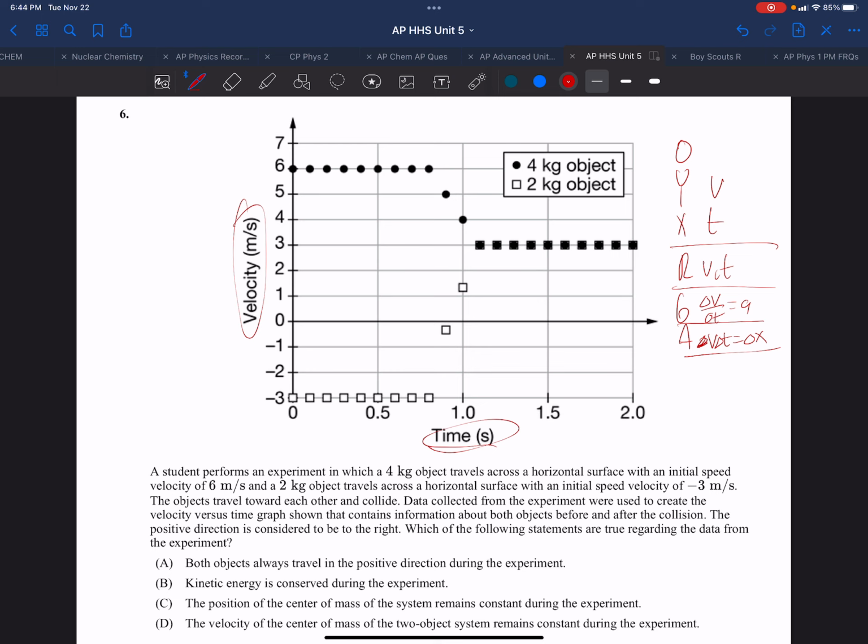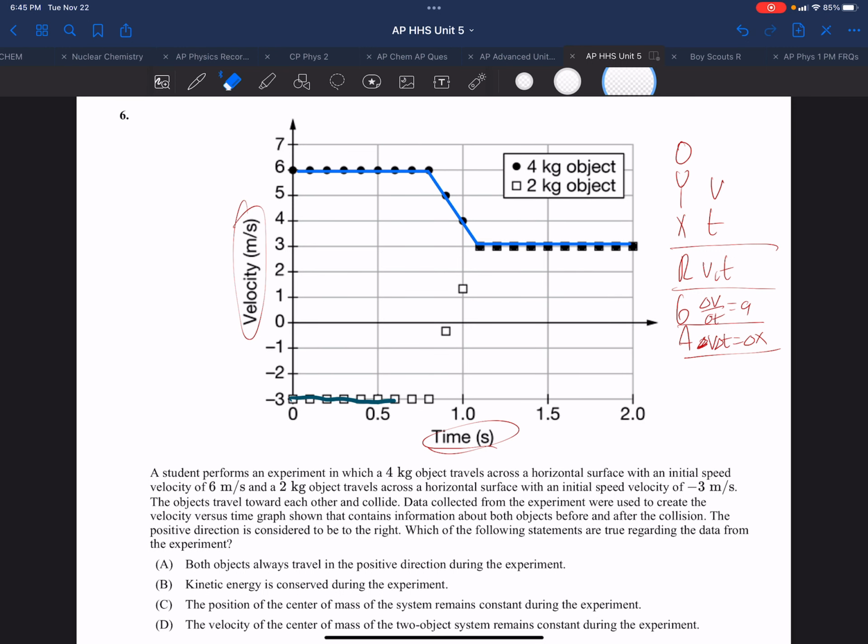And we see there are these two bodies behaving like this with a constant velocity. Then the velocity changes, and it's constant again. This one has constant velocity, and then that changes again. That changes, and the two have the same velocity.